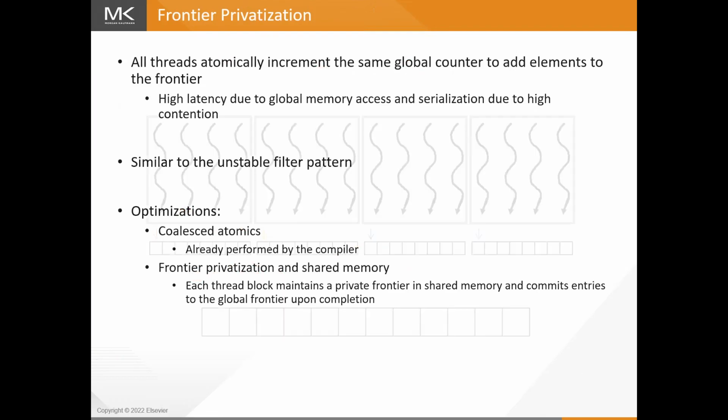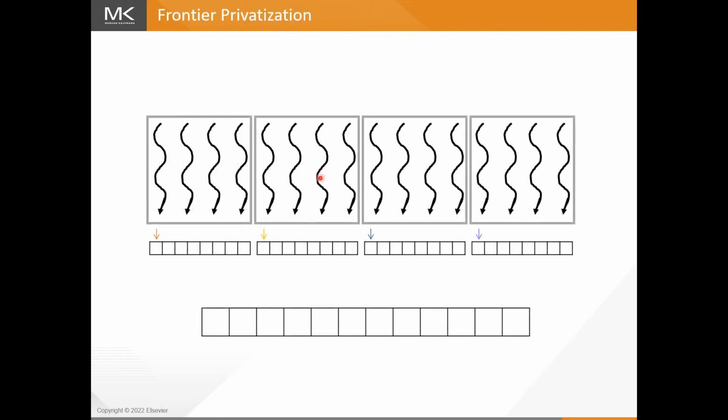In other words, every thread block can allocate a buffer in shared memory for its private frontier. The threads in the thread block can do atomic operations on a counter in shared memory and do the random accesses to insert their vertices into shared memory. And then when every thread block is done, it can write out its private frontier to the public frontier in the global memory. Is this clear? Any questions about this? All clear?